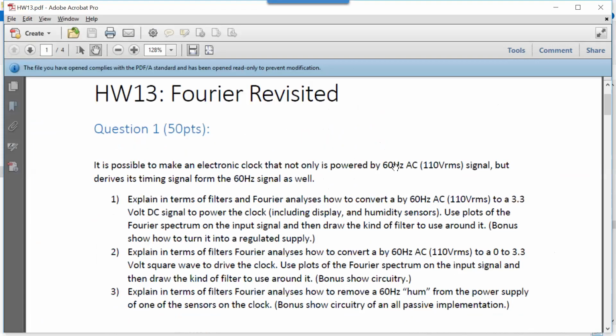Okay, you are making something with 60 hertz. Explain how to convert a 60 hertz thing to a DC signal. Explain how to create a clock signal, and then there's a 60 hertz hum. How would you get rid of that? All right, so we have some kind of 60 hertz that we want to get rid of. We want some kind of signal that we want to keep.